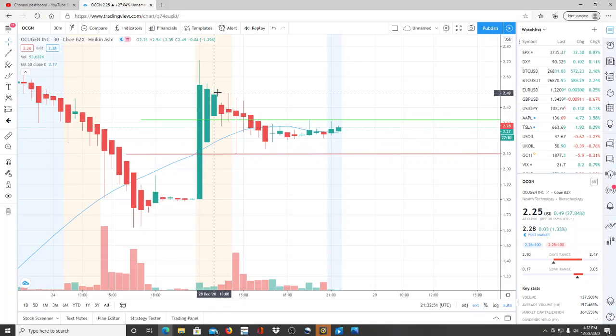Now, the highest point before this started to fall is 2.54. I think that is a significant resistance level.